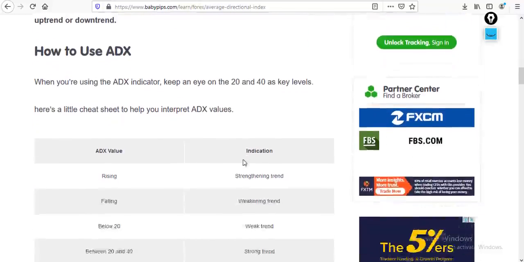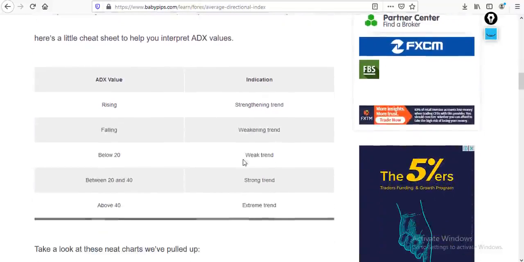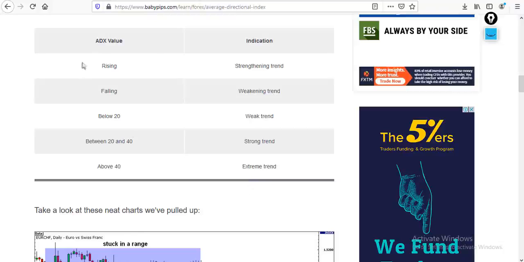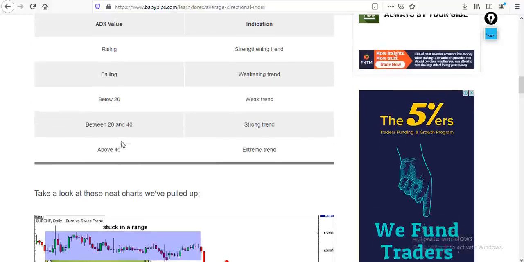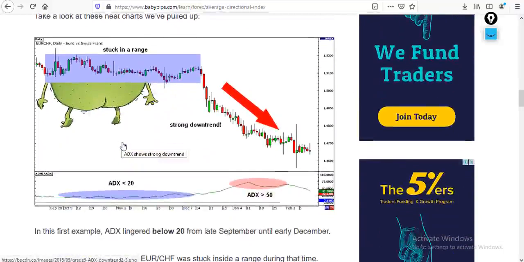So let's see how to use the ADX. If it is rising, the trend is getting stronger. If it is falling, the trend is weakening. If it is below 20, that shows a weak trend, and if it is between 20 and 40, that shows a strong trend. If the reading is above 40, that shows the trend is extremely strong. So let's look at the chart to see it.